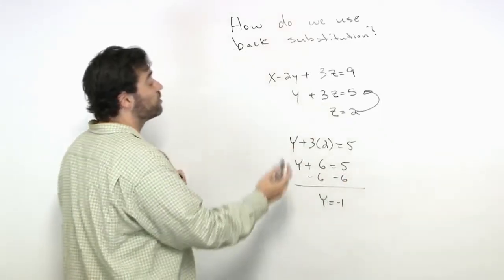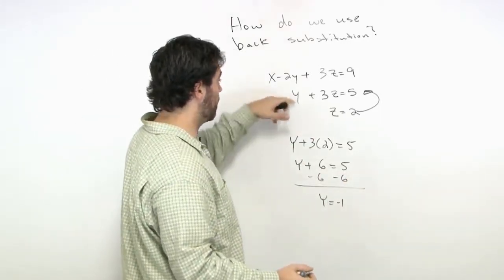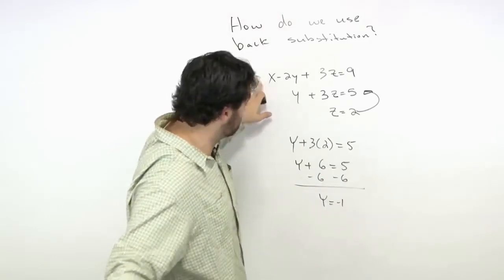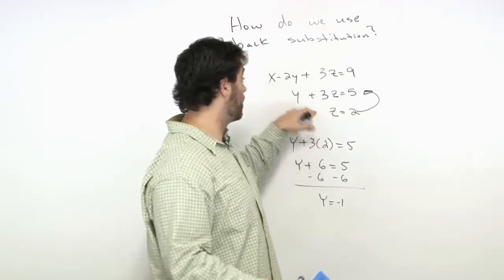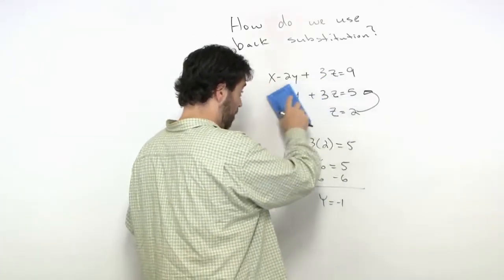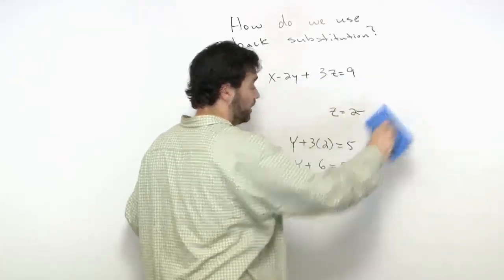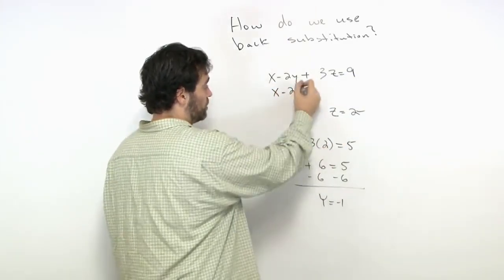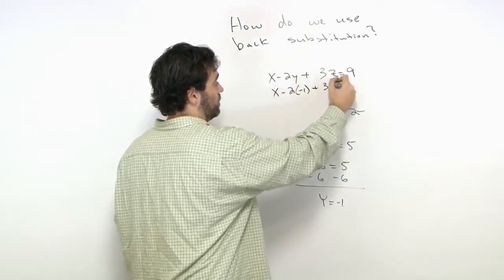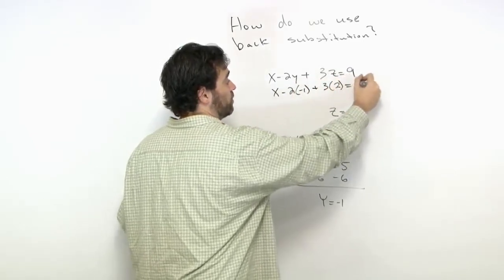Okay, again, substituting back one more time, I'm going to now substitute into this equation because we know what y is equal to and what z is equal to. And now we want to find what x is equal to. Okay, so we're going to substitute it in, solving for x. Negative 2 times negative 1 plus 3 times 2 equals 9.